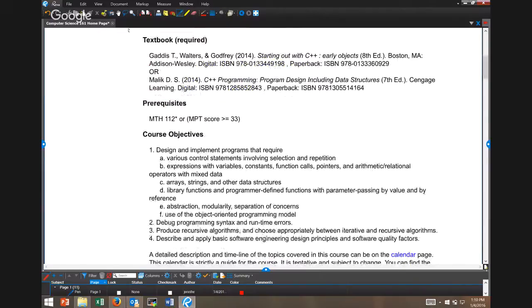Once again, these textbooks, I say required. Really, you want to have a textbook for reference, but it does not matter what edition it is or if you have some other C++ book. So really, you can have any C++ book.